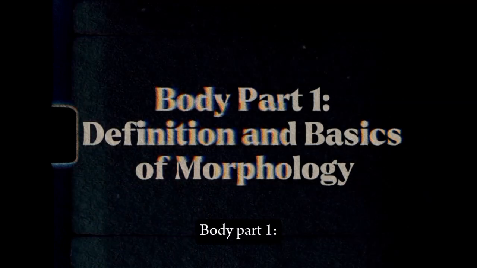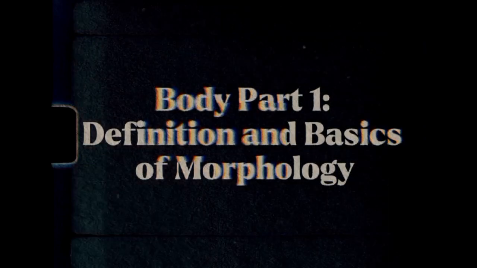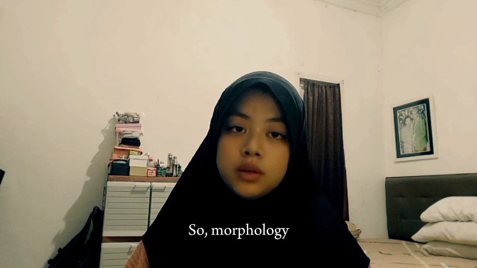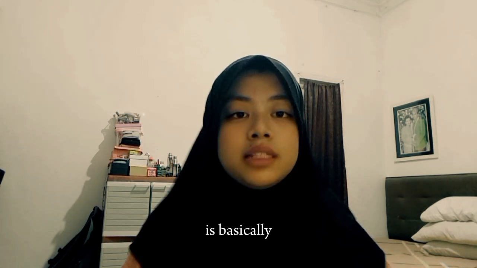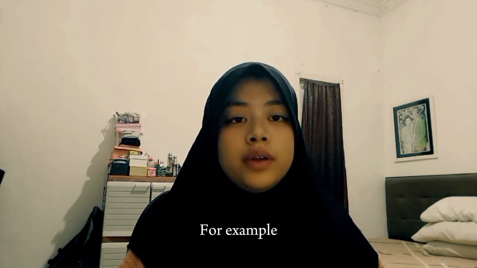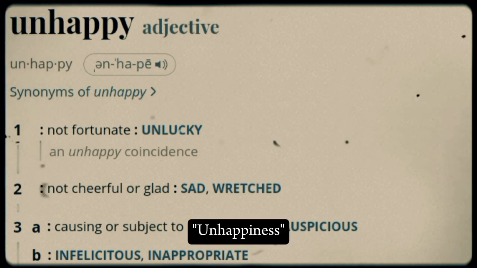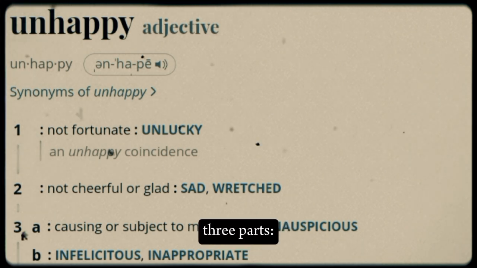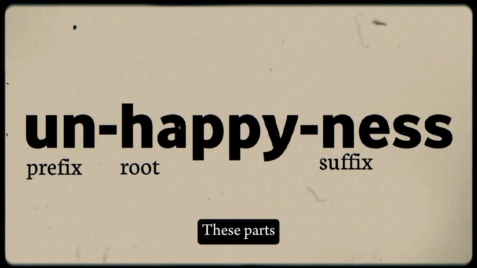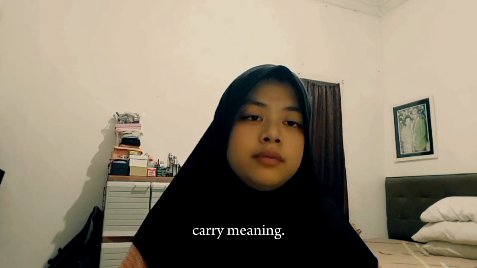Body Part 1. The definition and basics of morphology. So, morphology is basically the study of how words are formed. For example, take the word unhappiness. Unhappiness is made from three parts: un, happy, and ness. These parts are called morphemes, and they each carry meaning.